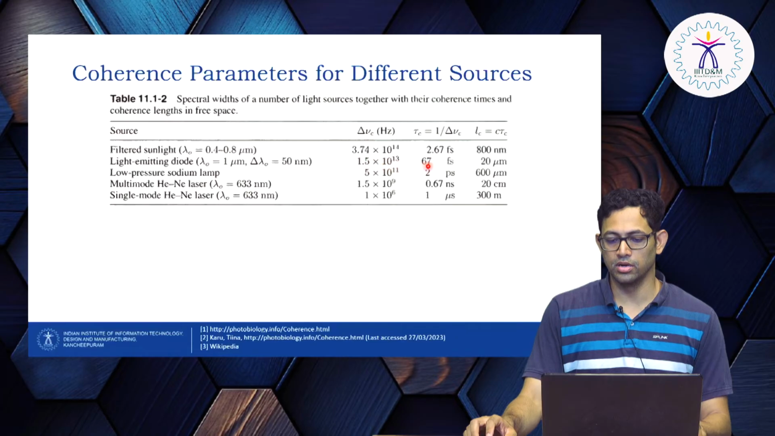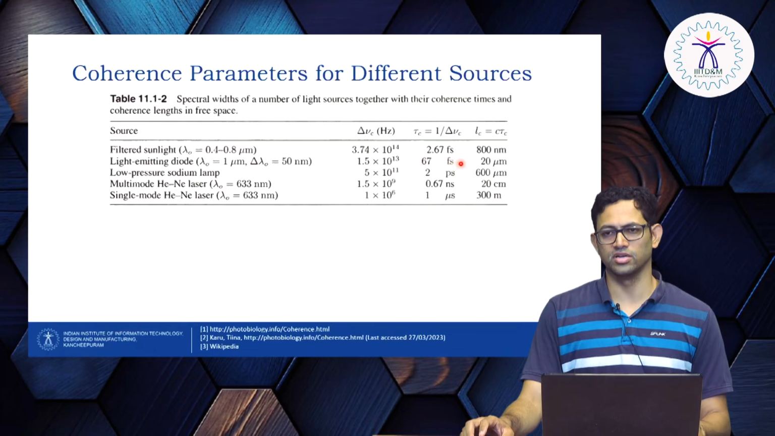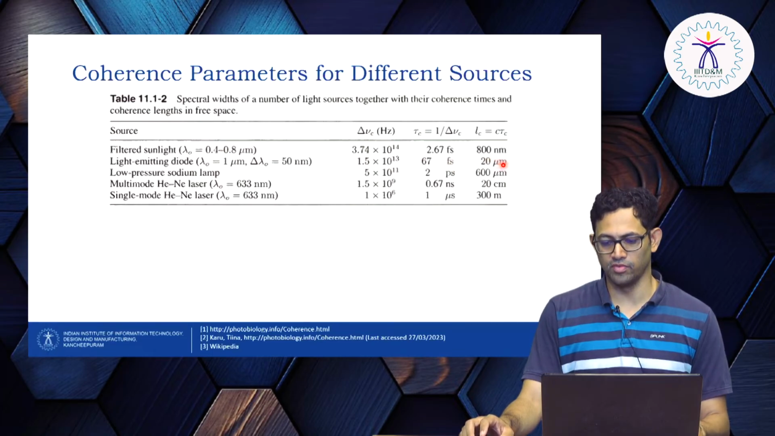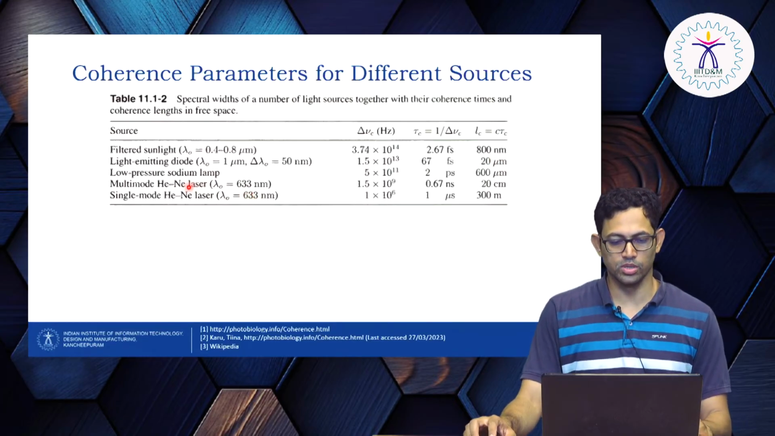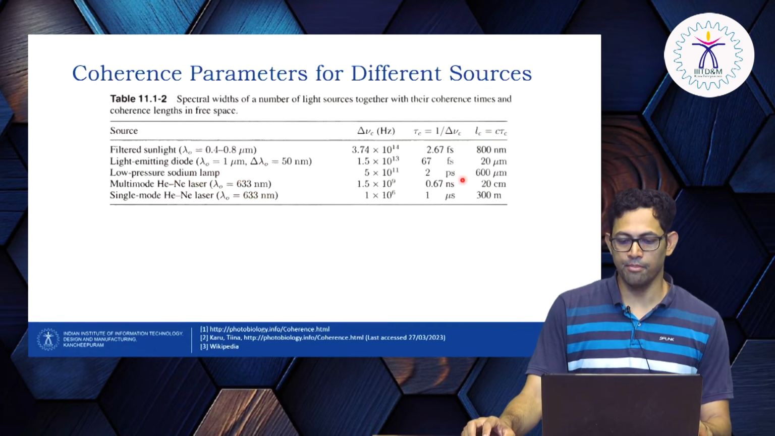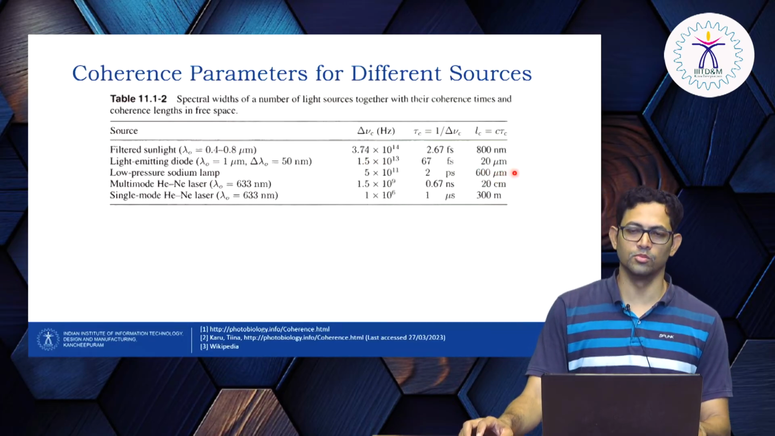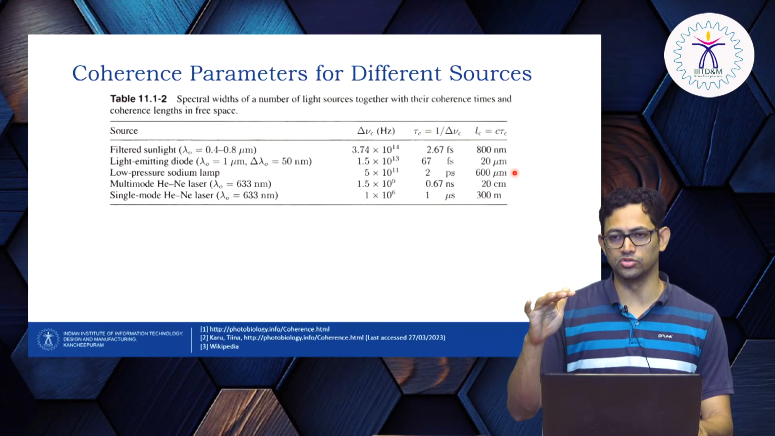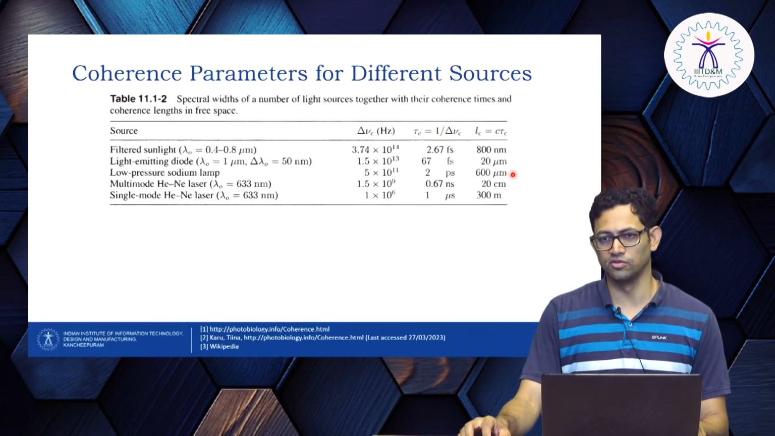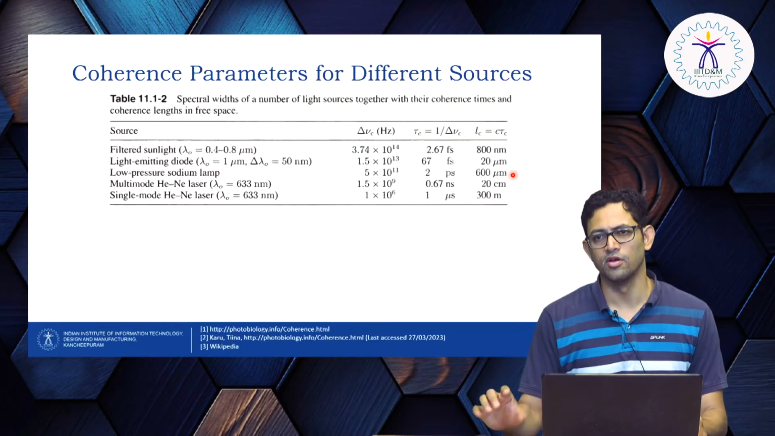Light emitting diode has a coherence time of the order of hundreds of femtoseconds, which is very difficult to work with, and around 20 micrometers, again very thin to work with. Low pressure sodium lamp, around 2 picoseconds, and then 600 micrometers. This is kind of okay, because when you work with microscopic slides with very flat, very thin tissue samples, this could actually work, because the tissue slices would be in the order of hundreds of micrometers.